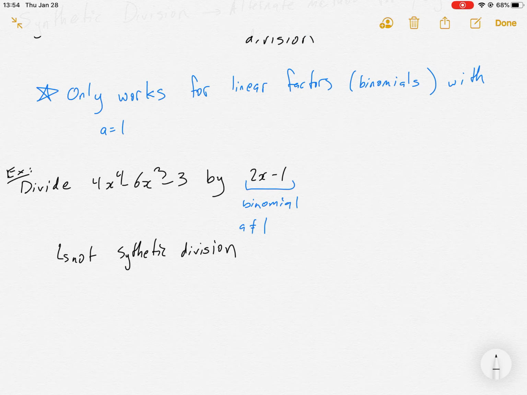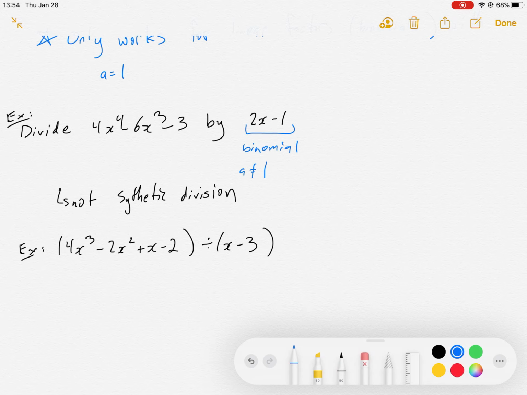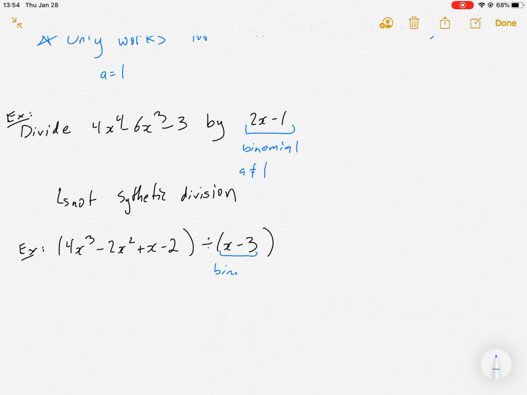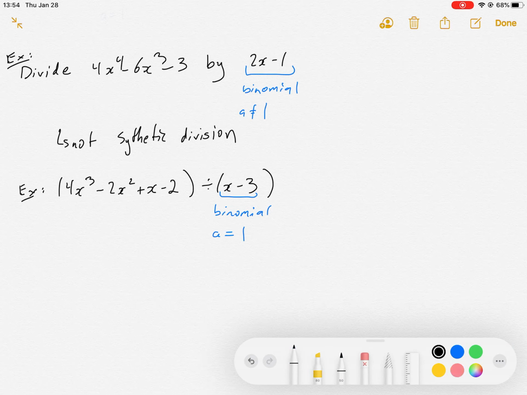What I do think it's useful for is if we had something like this instead. If I said 4x cubed minus 2x squared plus x minus 2 divided by x minus 3. Now you might recognize this from a previous example, and so we will compare our final answer with that example. But notice in this case I have a binomial here. There's only 2 terms. It's linear, and my leading term is 1, so a equals 1. Leading coefficient is 1.